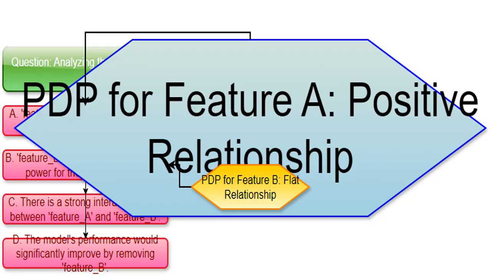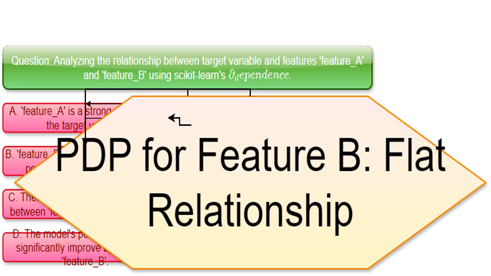The PDP for feature_A shows a positive relationship. This means as feature_A increases, so do the model's predictions. It's a clear sign that feature_A is important. The PDP for feature_B is flat. This tells me that changes in feature_B don't seem to affect the predictions much. Feature_B's predictive power seems weak or non-existent.